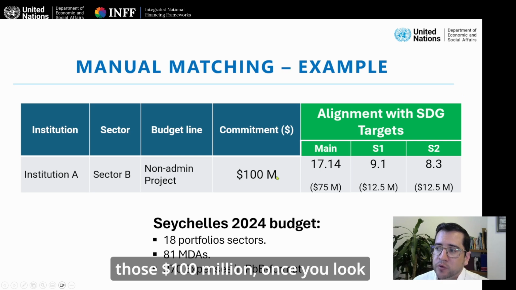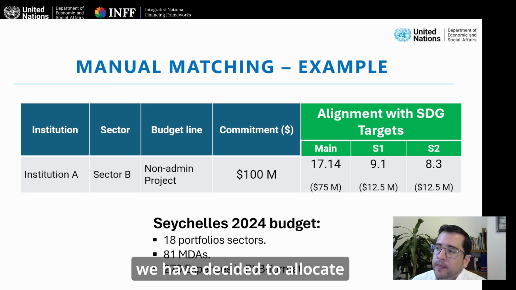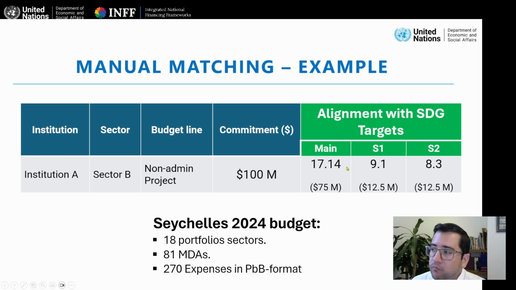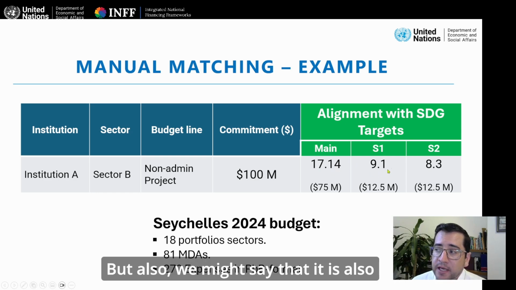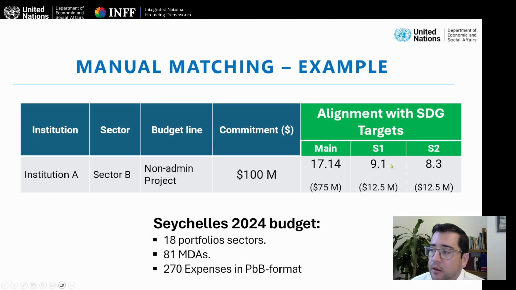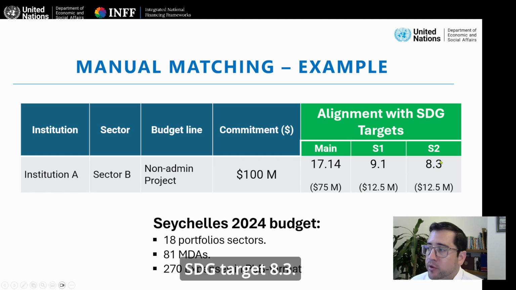So in this particular example, for those 100 million, once you look at the detail that the budget has, we have decided to allocate 17.14 as the main SDG target. But we might also say that it is allocating certain resources to SDG target 9.1. And it could also be the case that it's trying to impact SDG target 8.3.